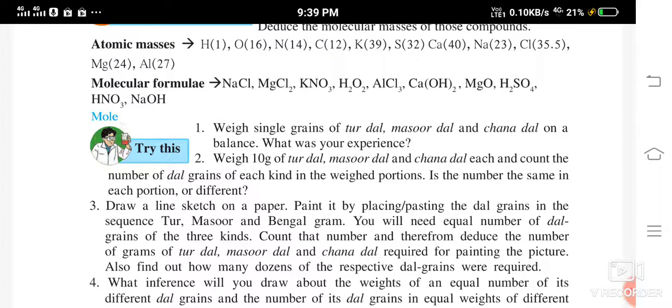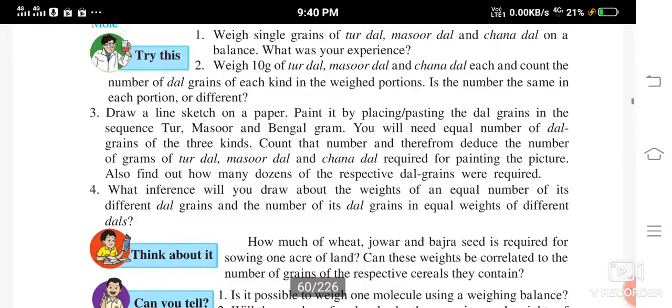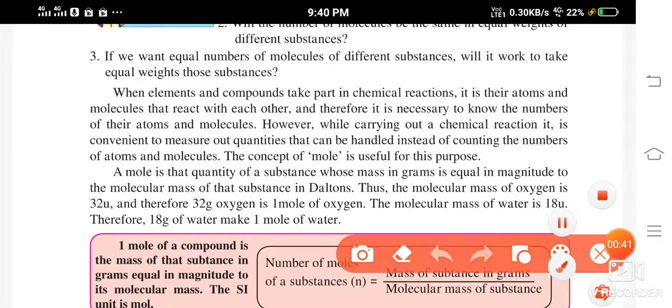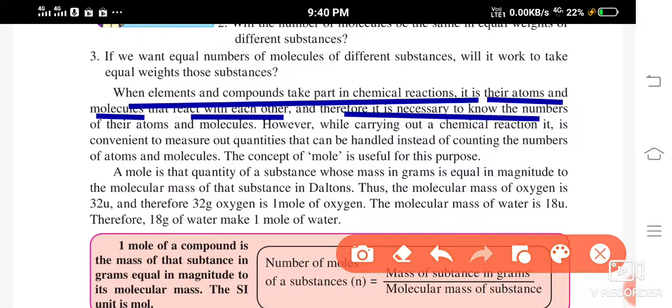Now, before proceeding with the mole, first of all, let us try to understand this. When elements and compounds take part in a chemical reaction, it is their atoms and molecules that react with each other, and therefore it is necessary to know the number of their atoms and molecules.